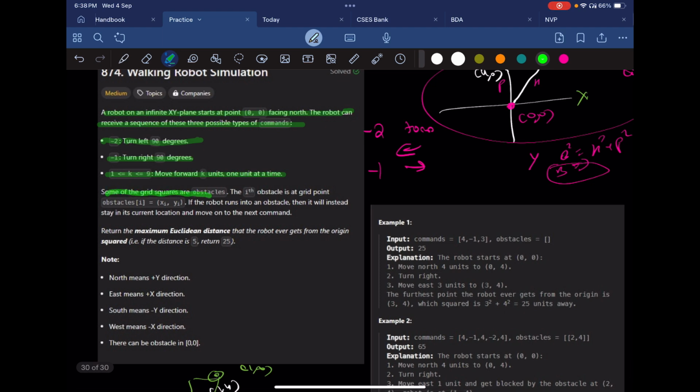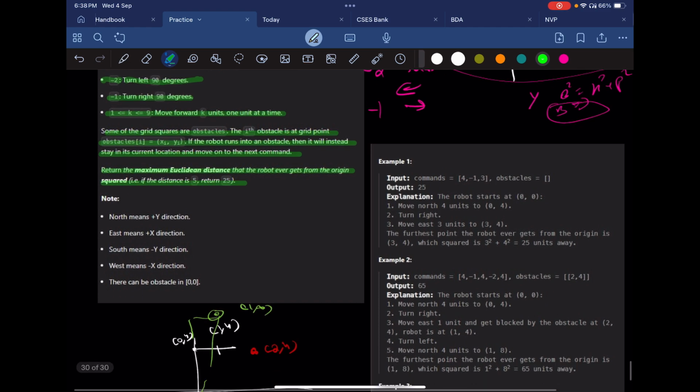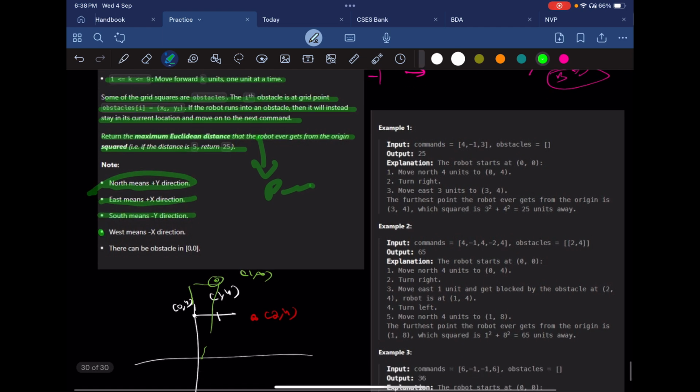Some of the grid squares are obstacles. The ith obstacle is at grid point obstacles of i equal to x of i, y of i. If the robot runs into an obstacle, then it will instead stay in its current location and move on to the next command. We have to return the maximum Euclidean distance that the robot ever gets from the origin, squared. So if the distance is 5, return 25. We know we can get this using the Pythagoras theorem. North means plus y direction, east means plus x direction, south means minus y direction, west means minus x direction, and there can be an obstacle at 0, comma 0.